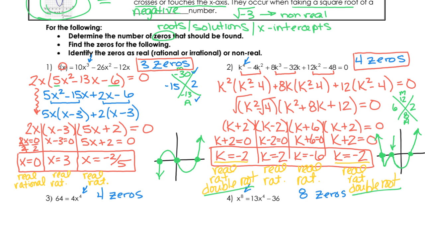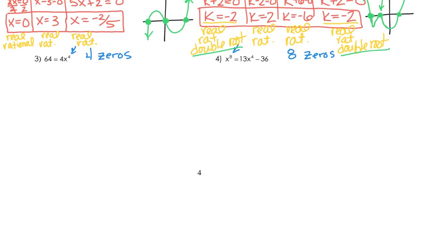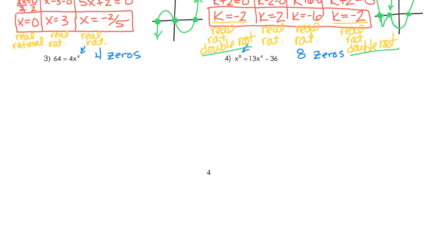All right, let's go ahead and scroll down and let's take a look at number 3 and 4. So in number 3, we have a problem. We're not equal to 0, so we cannot factor until that happens, and we never want our highest exponent to be a negative. So we're going to keep the 4x to the 4th where it is, and we're going to go ahead and bring the 64 over. So we're going to have 4x to the 4th minus 64 equals 0.